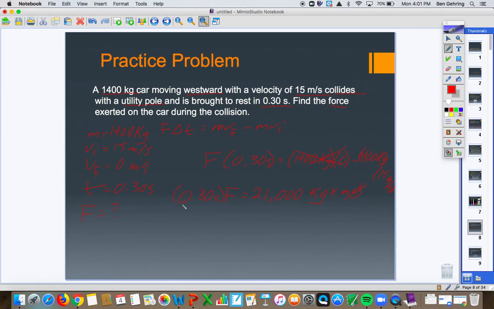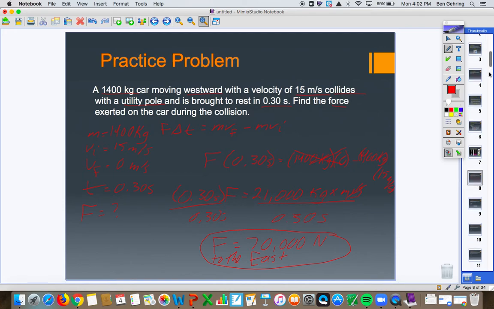Okay, and so now I'm going to divide both sides by my 0.3, and I get a force equal to 70,000. My units here are kilograms meters per second divided by seconds, so kilogram meters per second squared, which is the same as a newton. So my force was 70,000 newtons, and because the car is going to the west, this is going to be to the east. That's going to be my force there.